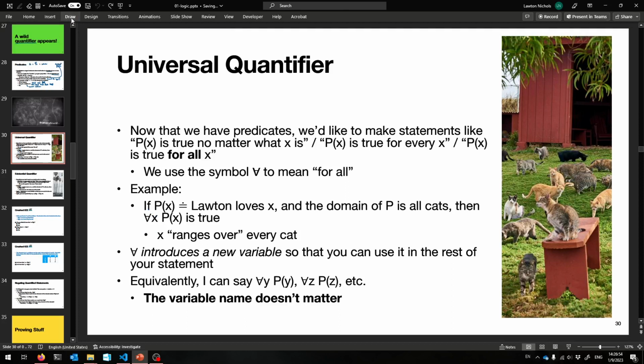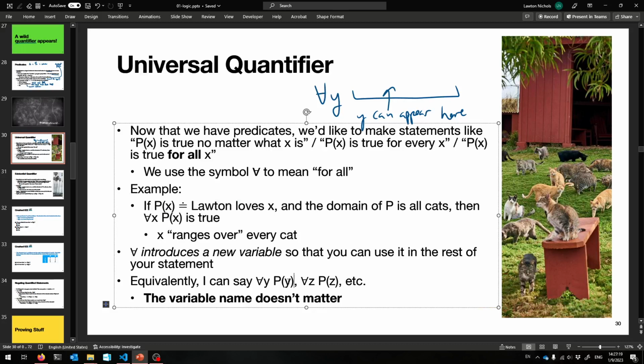One thing that's important about quantifiers, and for all is a quantifier, is that they introduce variables. For example, I can say for all y, and then I can start using y here. Y can appear after I've introduced it with the quantifier. It introduces a new variable, and you can use it from then on. So instead of saying for all x, P of x is true, I could have said for all y, P of y is true, and that would have meant the same thing. Or for all z, P of z is true as well. The variable name doesn't matter as long as you're consistent. It's just saying I am going to range over every possible value, call it y, and I'm going to claim that P of y is true for every one of those things. That's the universal quantifier.